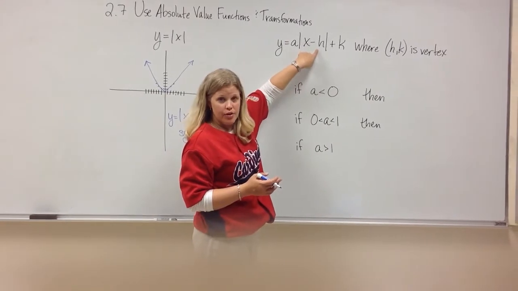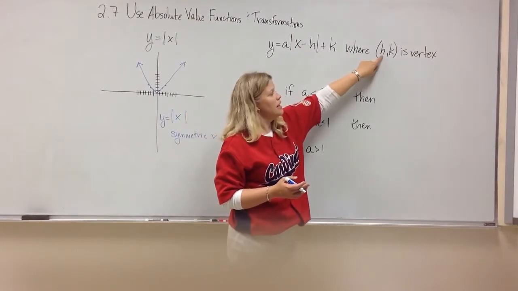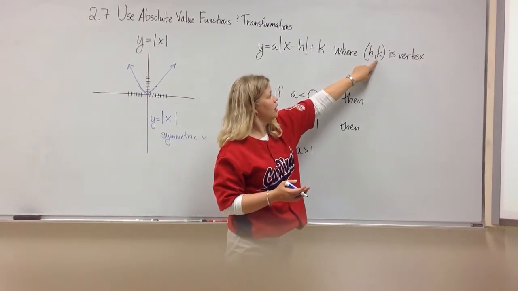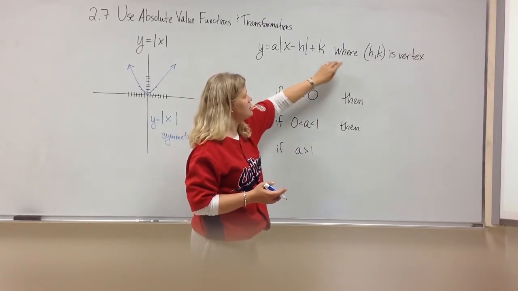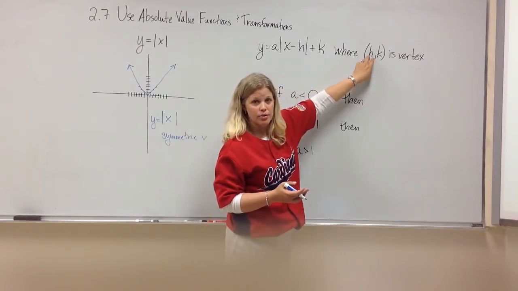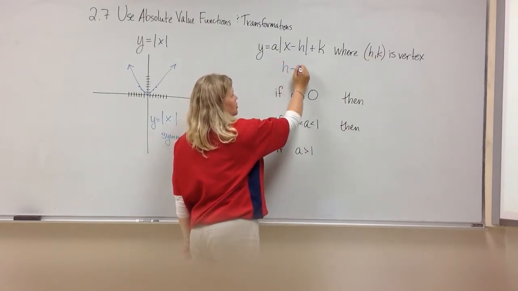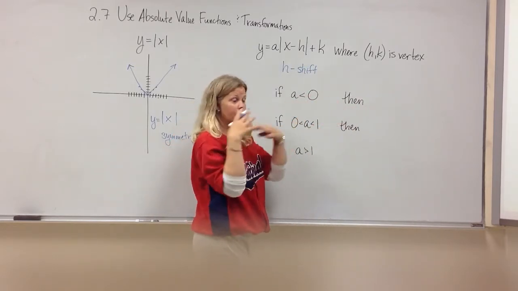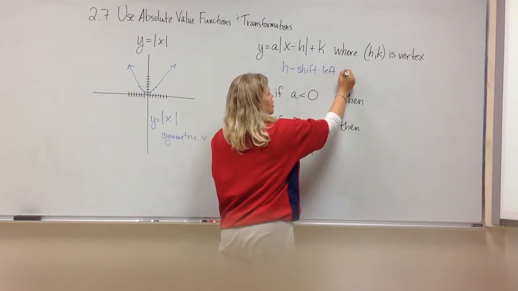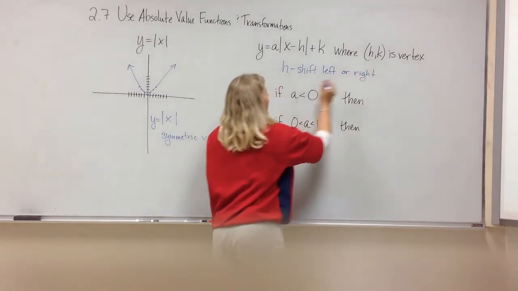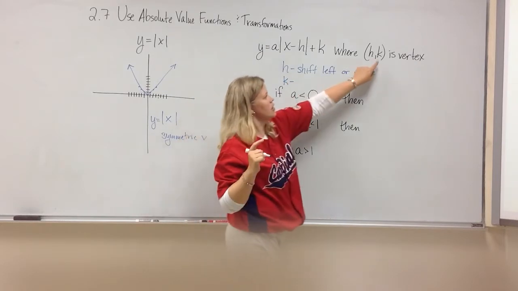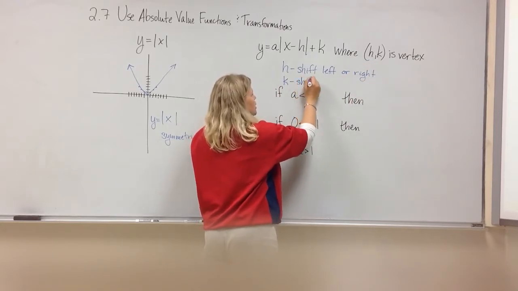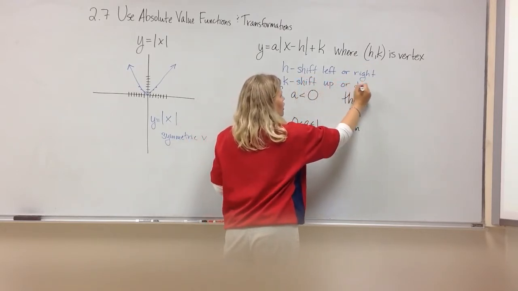If we subtract something from x, we're going to refer to that as h. And anything that we put outside of the absolute value, we're going to call k. And anything like this, here's your new vertex, okay? So the h is going to be how far you shift the vertex. It's an x-coordinate, so it's going to be left to right. Shift left or right. And then k is a y-coordinate, so the y-coordinate tells us up and down. So this is going to be a shift up or down.